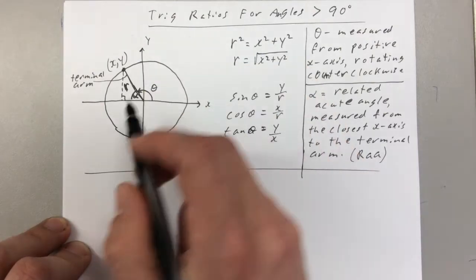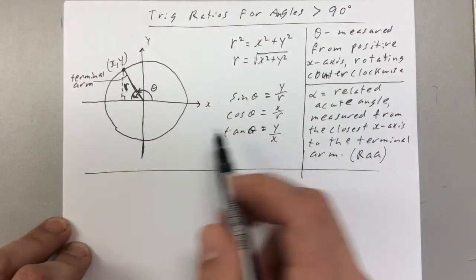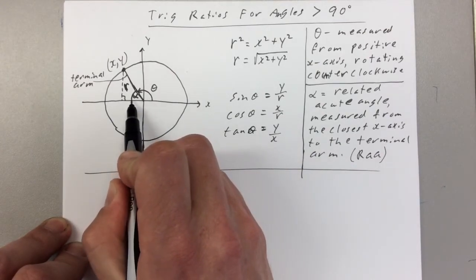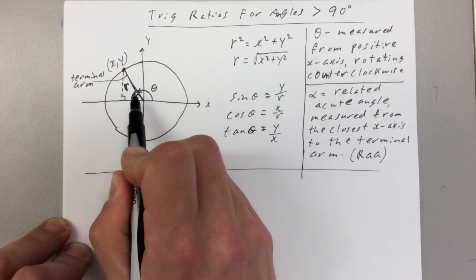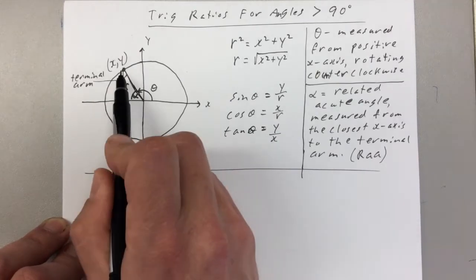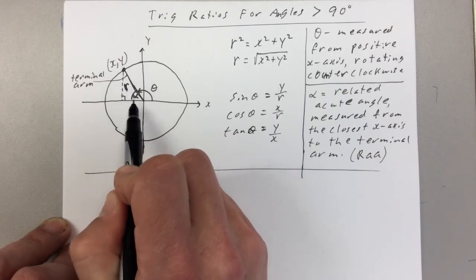Okay, so how did we get these formulas? How did mathematicians get these formulas? Well, what we worked with here is the related acute angle. Instead of working with the actual angle, we looked at the related acute angle, which we defined as alpha here, and then we dropped this perpendicular down so that we can look at this triangle over here.